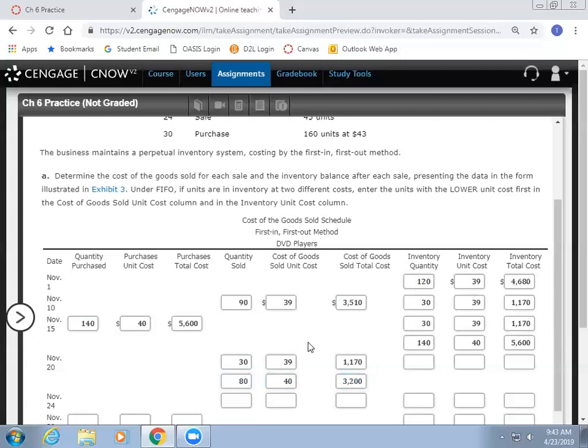So again, on November 20th, we sold 110 units. We start with what's in beginning inventory first. So we're going to sell all 30 of those $39 units. 110 minus 30 leaves 80 left in the sale. So the remaining 80 come out of the $40 unit inventory.